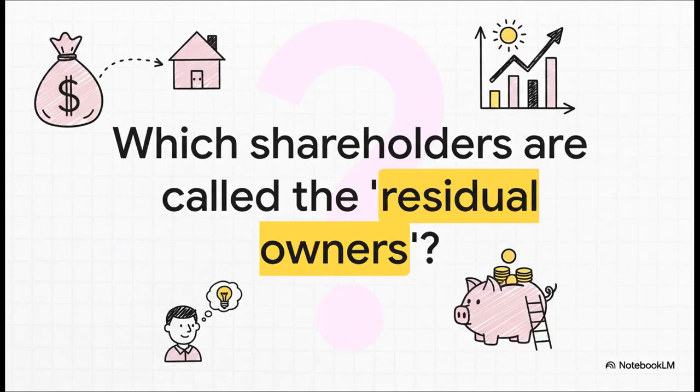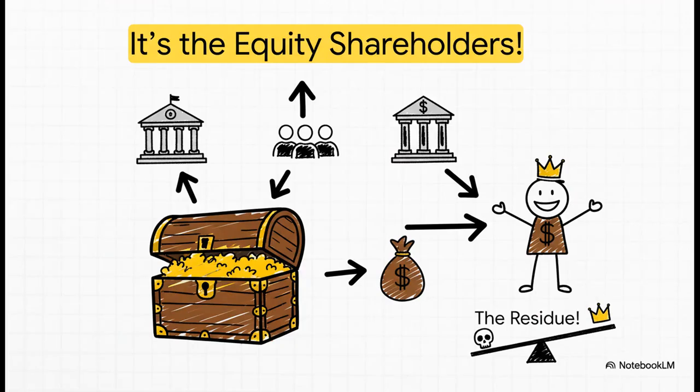All right, question number 2. Which shareholders are known as the residual owners? Remember, they are the real owners, the ones who take the biggest risk. Who are they? It is the equity shareholders, absolutely. And why residual? Because they get the residue, whatever is left over after all the loans and debts have been paid. So it's a high-risk, high-reward situation for them.